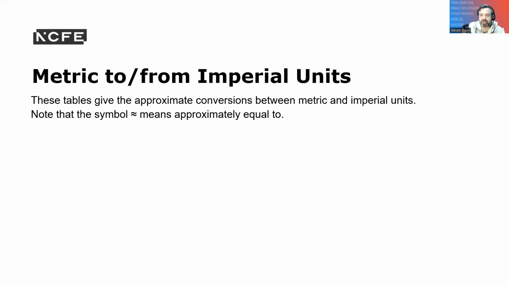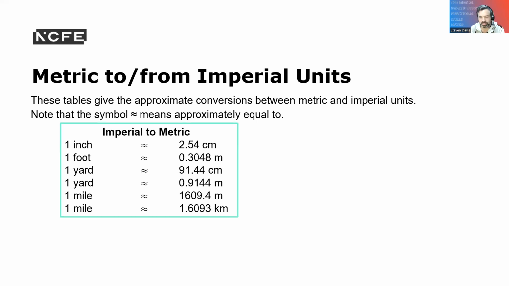So the table gives an approximate conversion between metric and imperial units. Note that the symbol means approximately equal to. There you go. So you can see there, as I was saying, 1 foot is roughly about 30 centimeters. An inch is about 2.54 centimeters. A foot is about 0.3048 meters, which is about 30.48 centimeters. 1 yard is 91.44 centimeters.